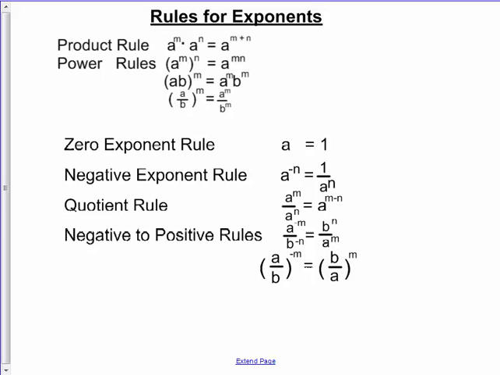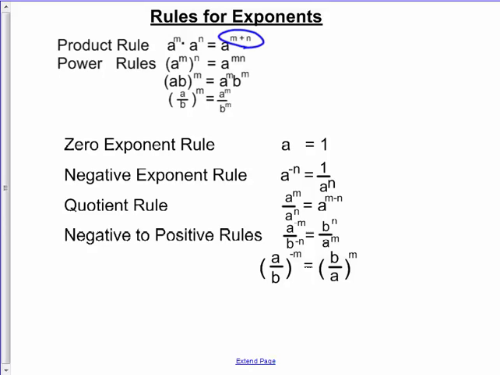So some of the rules that we're going to be taking a look at. We've looked at the product rule and the power rules already, where we add exponents when the bases are the same. We're going to add a couple more here: the zero exponent rule, the negative exponent rule, the quotient rule, and negative-to-positive rules.